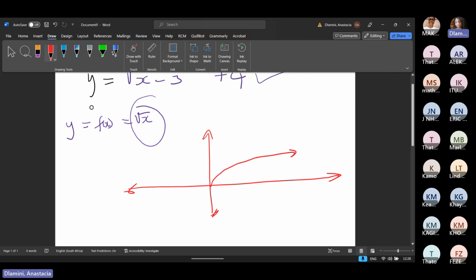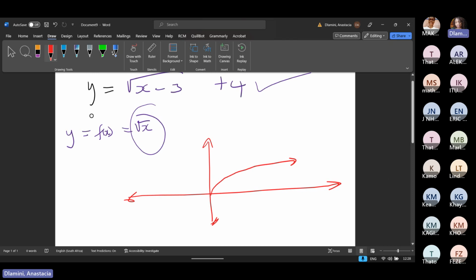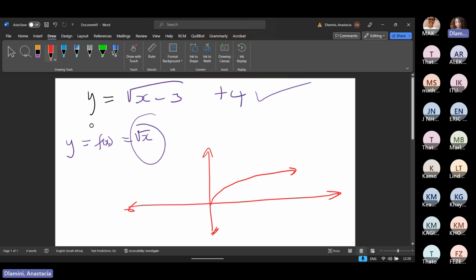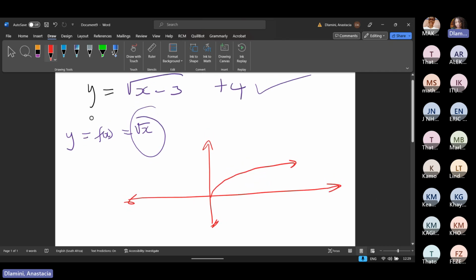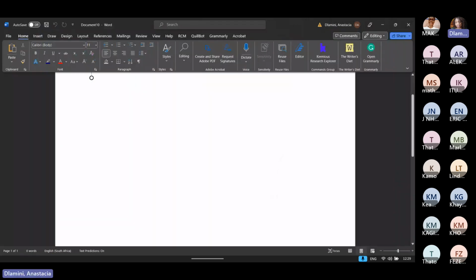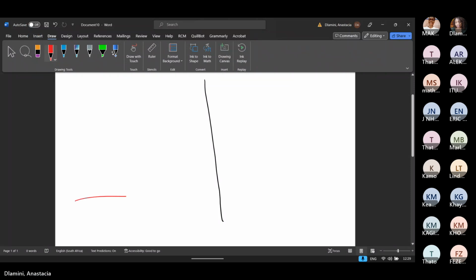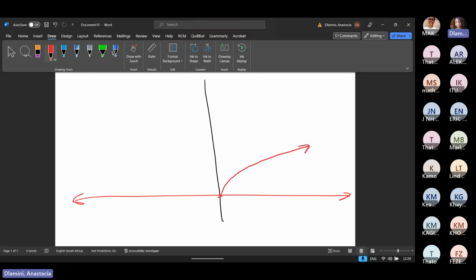Now this parent function, they say that they move the graph. You can either start with horizontal shifting or vertical shifting, guys. It's really up to you. Okay, I need space. Let me start fresh. I need space, so let's draw it like this. So this is the mother function, y equals to square root of x. You can start with either the horizontal shift or the vertical shift.